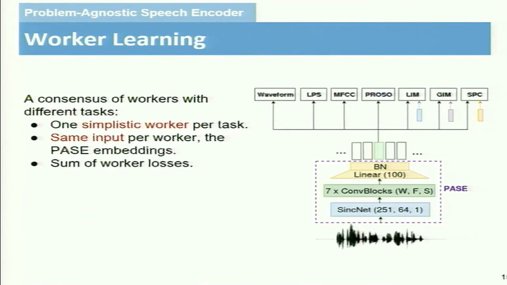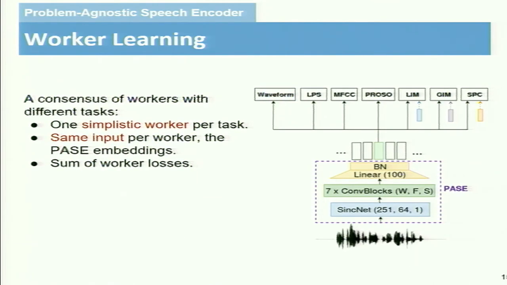what's the worker learning? How is it coupled on top of this encoder? The worker learning is about making a multi-task setup of different simplistic workers that we will also call minions for obvious reasons. They are just minions, simple workers doing some specific simple task. And the encoder is the one managing to build a powerful thing. So what we have is that the same input, these frames coming out of the encoder, are shared by all the minions, and they predict simple tasks like recover the input waveform, like an autoencoder, the log power spectrum, and so on. I'll go into the details of each worker now.